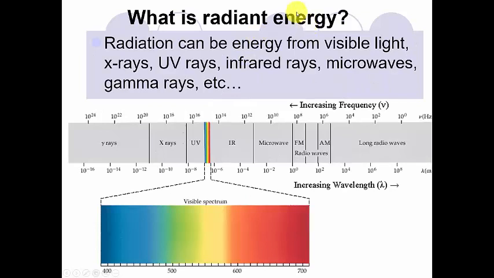So what is radiant energy? Radiation can be energy from visible light. Think of waves: X-rays, UV rays, infrared rays, microwaves, and gamma rays. Here's the spectrum, called the electromagnetic spectrum. These are the longest waves, like radio waves. Then you have radio frequencies, microwaves, infrared, and here's our visible light, UV, X-ray, and they get shorter, and these are more energetic, by the way. And these are gamma rays. This is your visible spectrum. Do you see the colors right here?